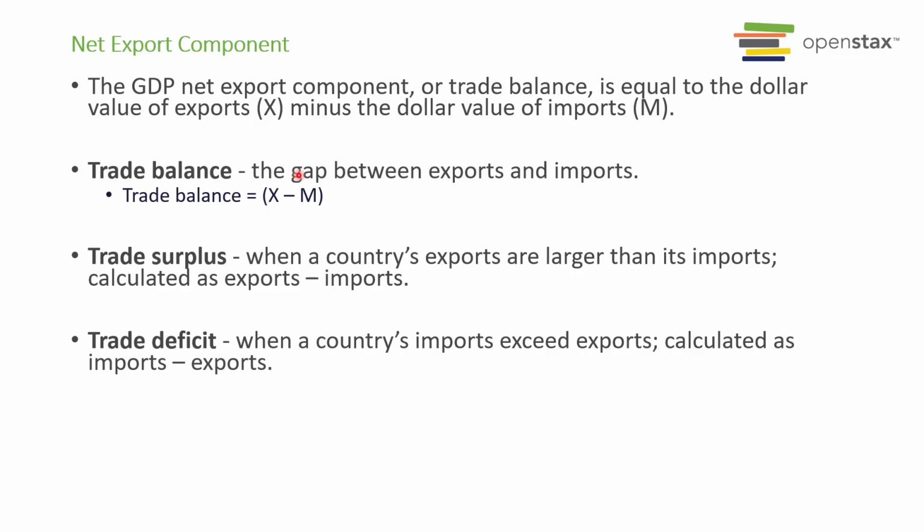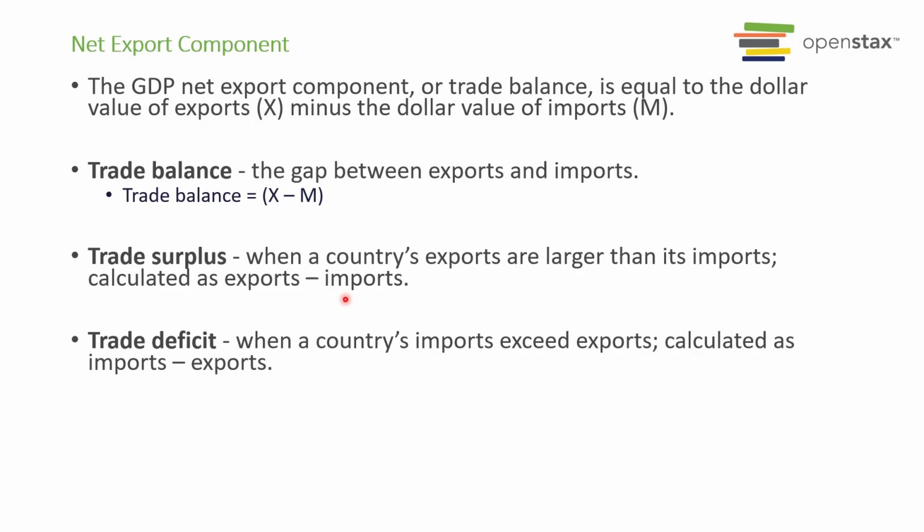The trade balance, also known as net exports, is the gap or the difference between exports and imports. So here's the mathematical definition of that. It just becomes X minus M. The trade surplus, that is when a country's exports are larger than its imports. We have exports minus imports. That gives us either a positive or negative value, okay? So if the trade surplus is negative, we're actually running a trade deficit, right?